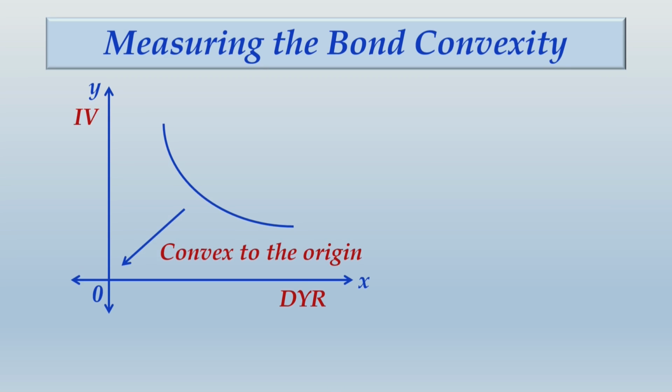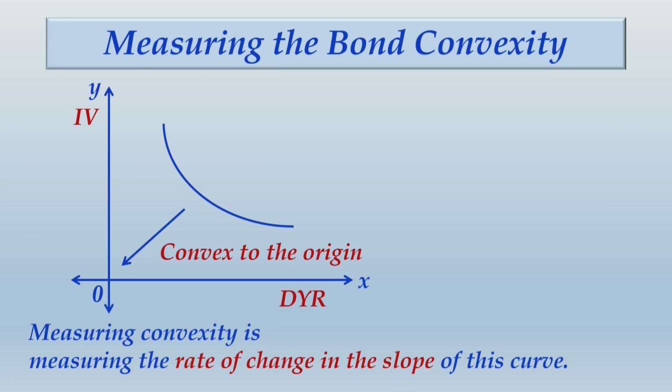Now, what exactly is meant by measuring the bond convexity? Look at the slope of this curve initially. It is so steep to the vertical side, right? But if you look at the later end, the slope is not that steep vertically. That means from here to here, it does not have a constant slope. It is continuously changing in the degree of the slope. Now, let me highlight this point that measuring convexity is measuring the rate of change in the slope of this curve.